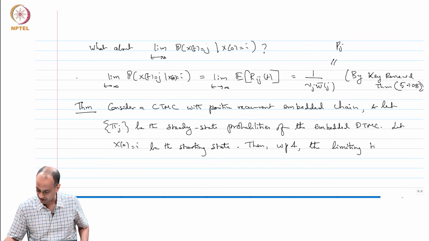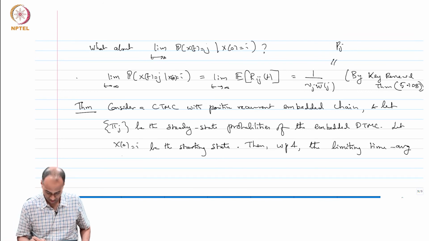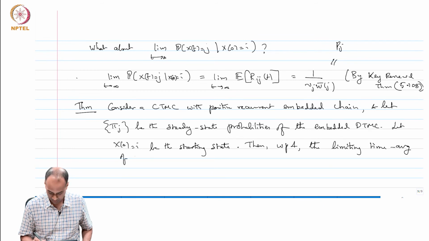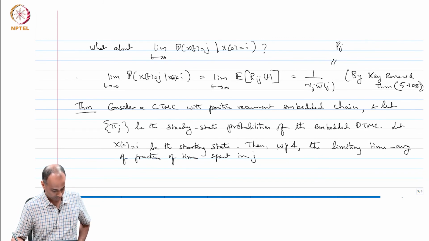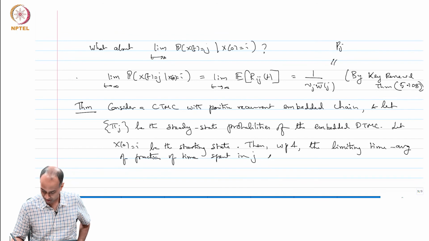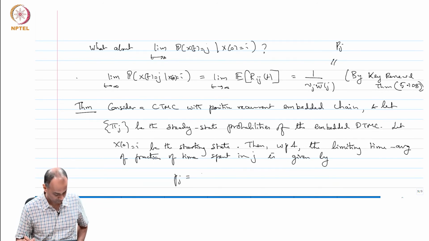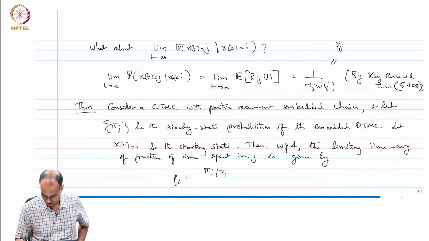the limiting time average of the fraction of time spent in j is given by, I already stated the answer some time ago, Pj is equal to pi j over nu j over the sum over k of pi k over nu k.